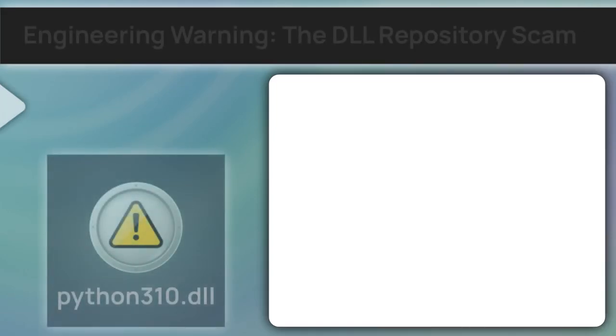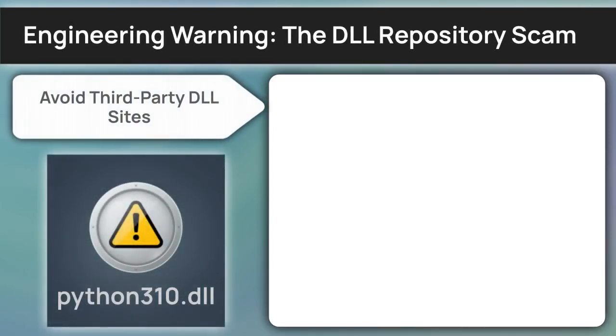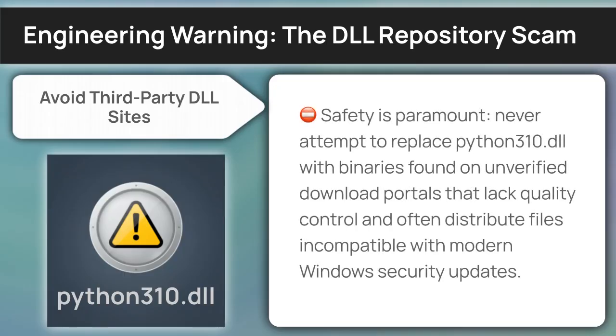To prevent any secondary issues, I recommend a cautious approach to downloading individual system files. Remember that the Python 310 DLL operates within a complex software ecosystem. Modifying it manually without updating its linked dependencies can lead to permanent environment errors.